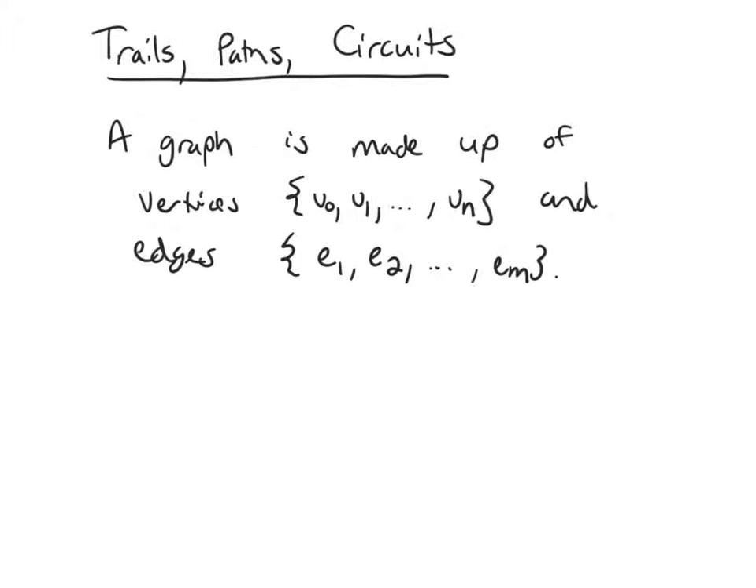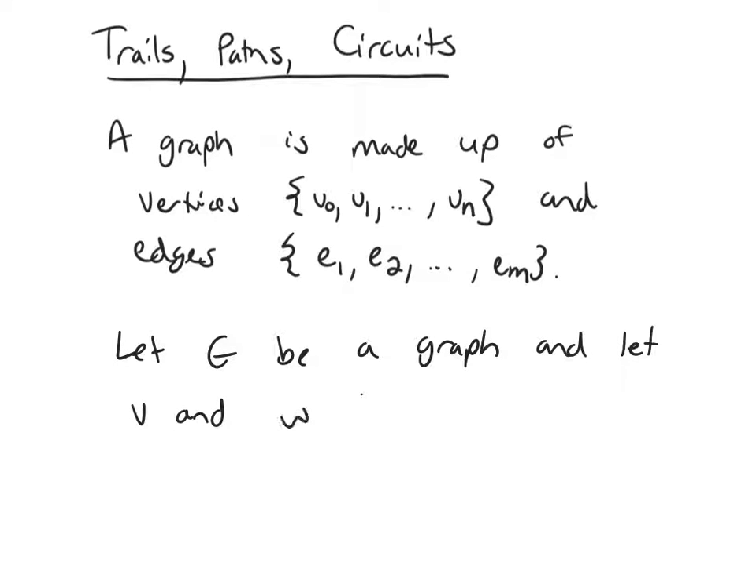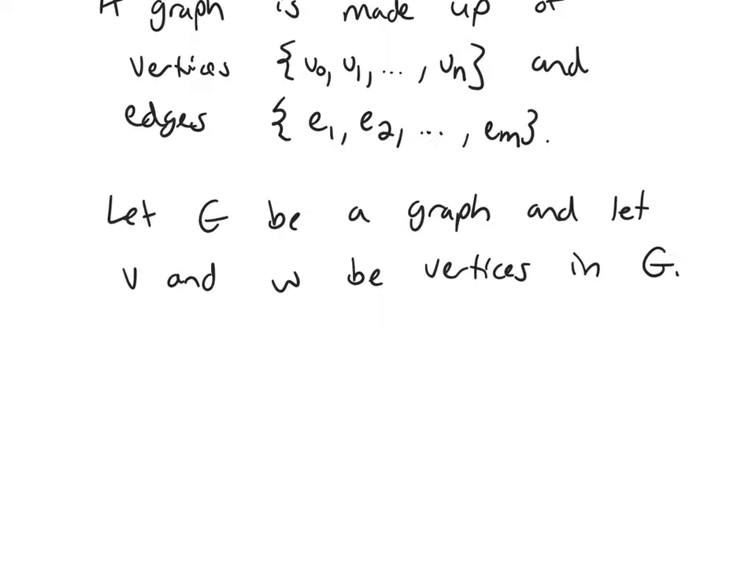So let's suppose we have a graph. I'm going to call it G. Let G be a graph, and I'm going to let V, little v and little w, be vertices in our graph G. And now I'm going to define a few terms.